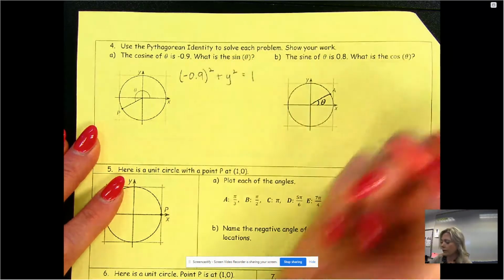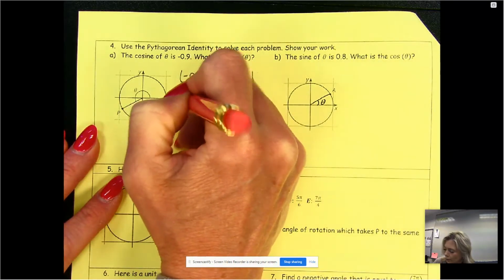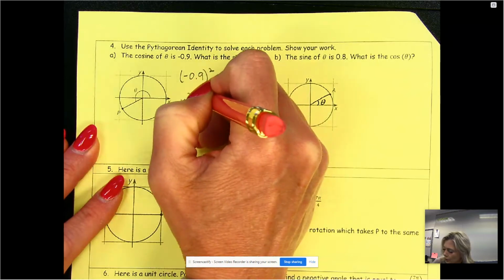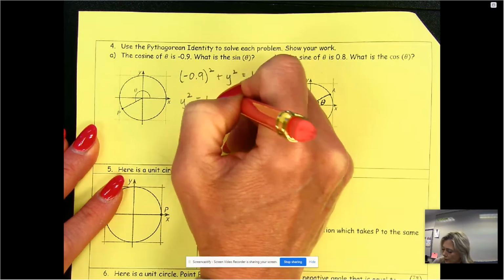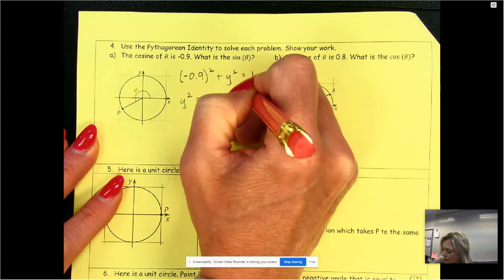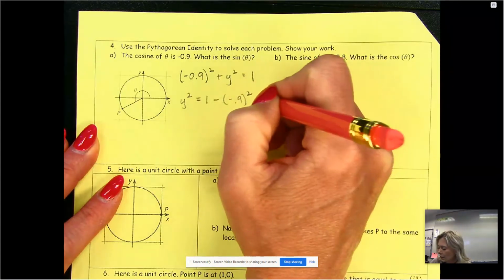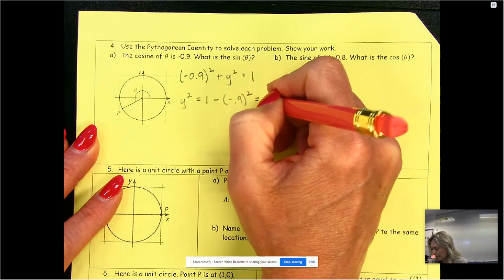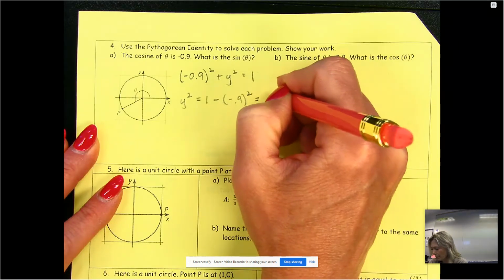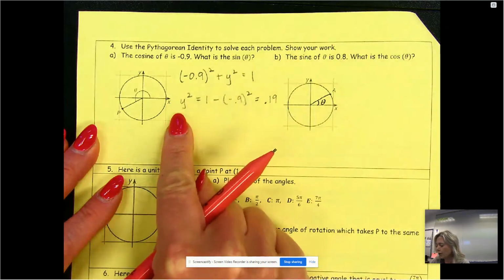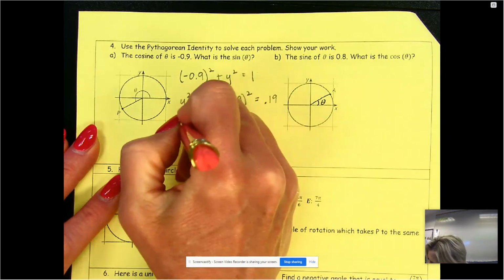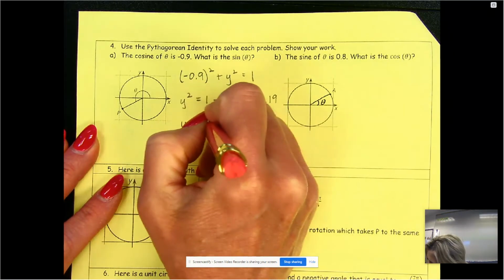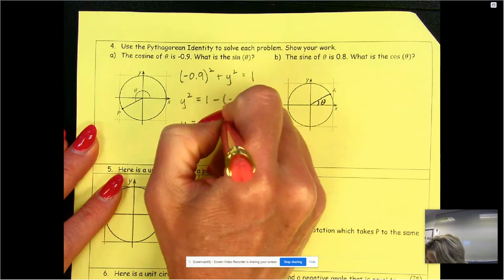It's equal to 1. And so y squared is equal to 1 minus negative 0.9 squared. I put this in the calculator and I got 0.19. So if y squared is 0.19, then I would think, oh, y is the square root of 0.19.